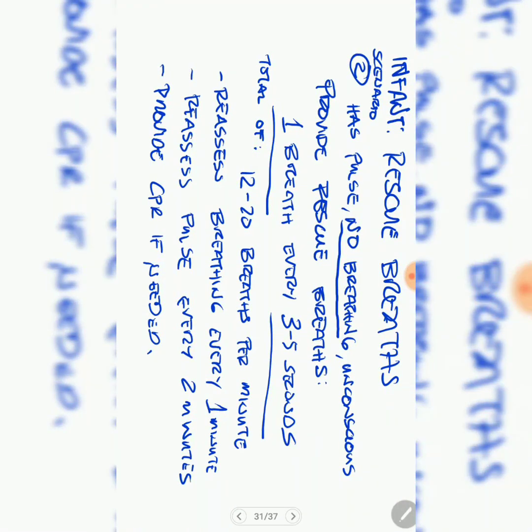Infant rescue breaths, scenario number 2. Infant has pulse, no breathing, unconscious. Provide rescue breaths, that's 1 breath every 3 to 5 seconds, and a total of 12 to 20 rescue breaths per minute. Reassess breathing every 1 minute. Reassess pulse every 2 minutes and provide CPR if needed.